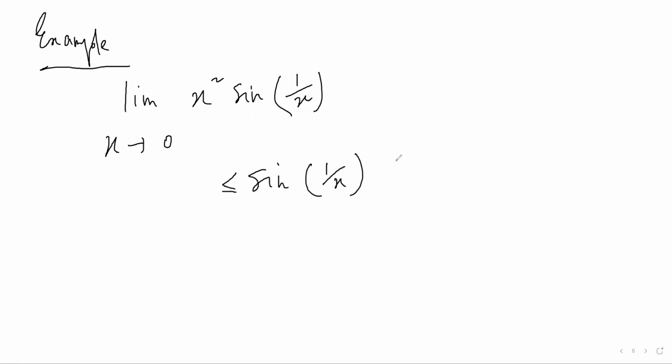So if you substitute any number in here, you'll find that the sine function is always between -1 and 1. It oscillates between -1 and 1. All right, so we start there. We start with that inequality.